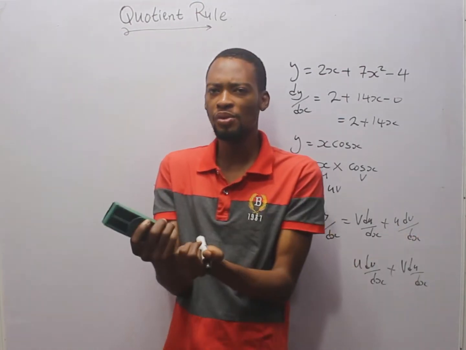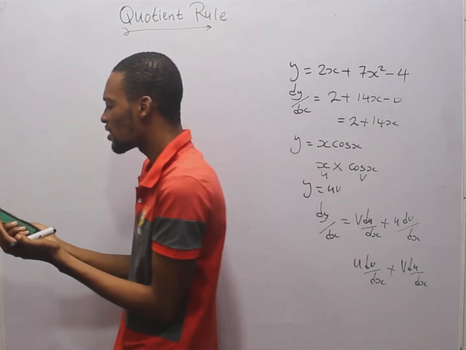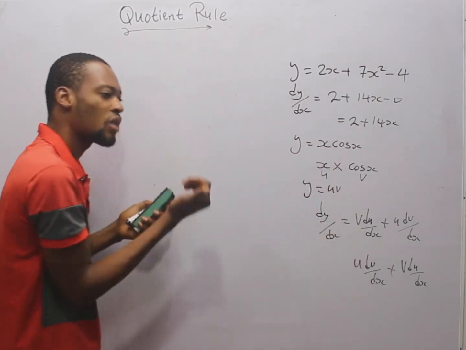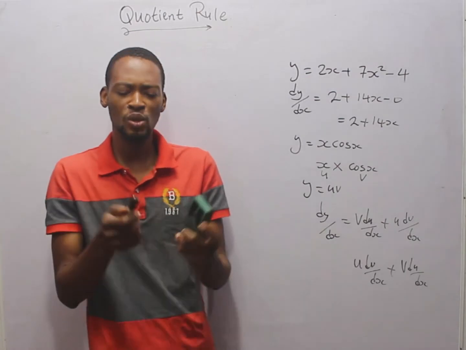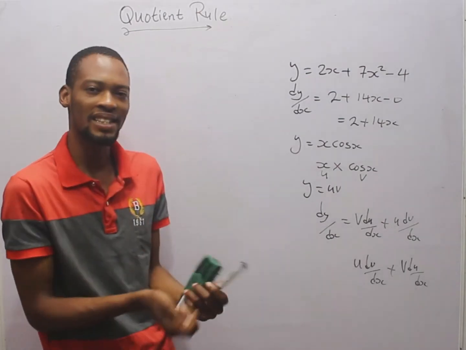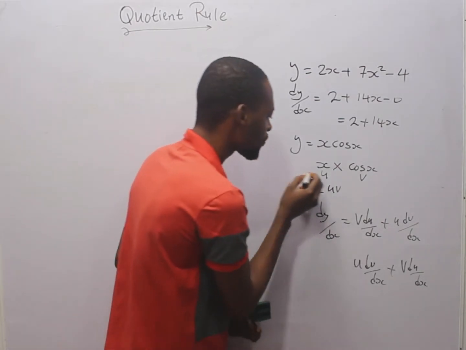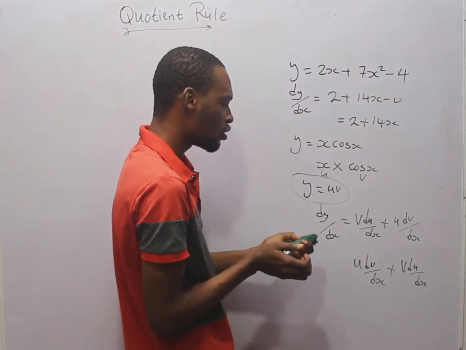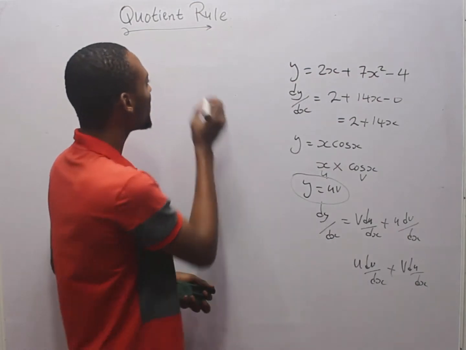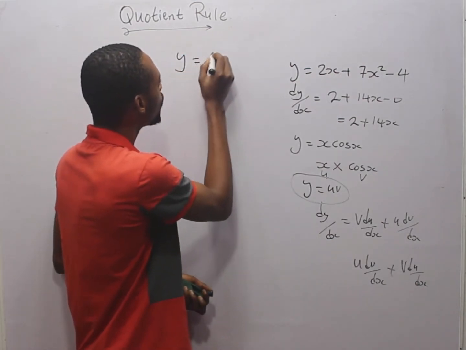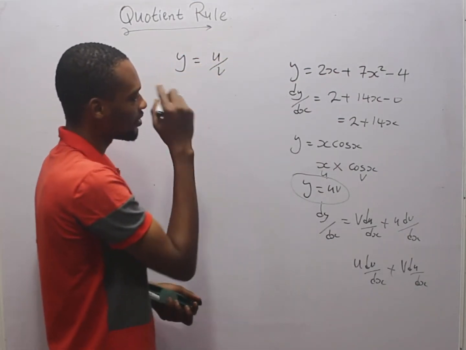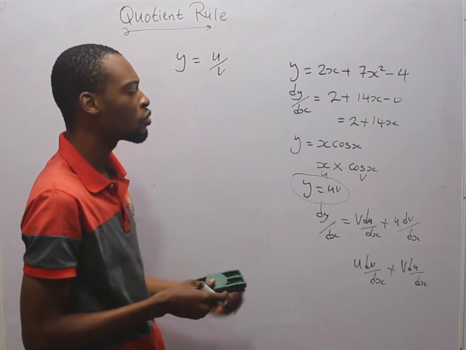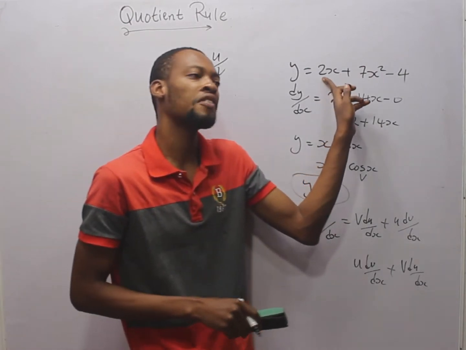What is the quotient rule? The quotient rule is a technique in calculus or in differentiation that you apply when you are dividing. In product rule, we multiply, or when there is multiplication, you apply the product rule. But for division, where let's say y is equal to u over v, product rule won't work, and differentiation of sums and differences won't work.